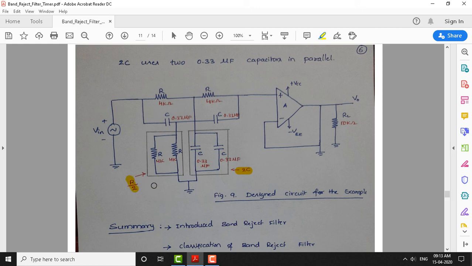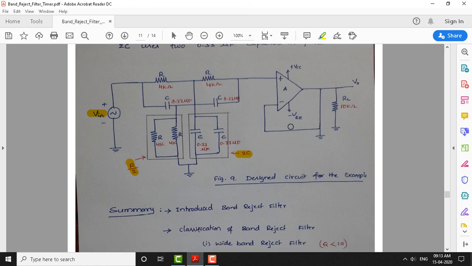So this whole circuit forms a twin T network. The signal that needs filtering is applied as an input to the twin T network. This passive network eliminates certain frequency bands, and the output of this twin T network is applied as an input to the operational amplifier. So this completes the narrow band reject filter design.